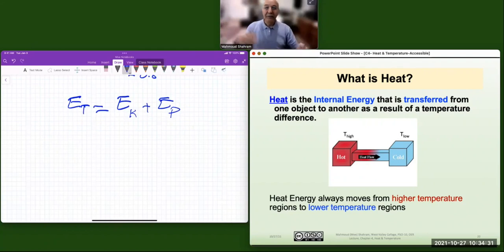Now, when we say heat energy, what is heat? It's energy, so it has the same unit as energy. Now you can distinguish between temperature and heat. Temperature is just the average kinetic energy, the motion of the particles inside a given object, whereas heat is internal energy of that object being transferred to another object which is at a colder temperature.